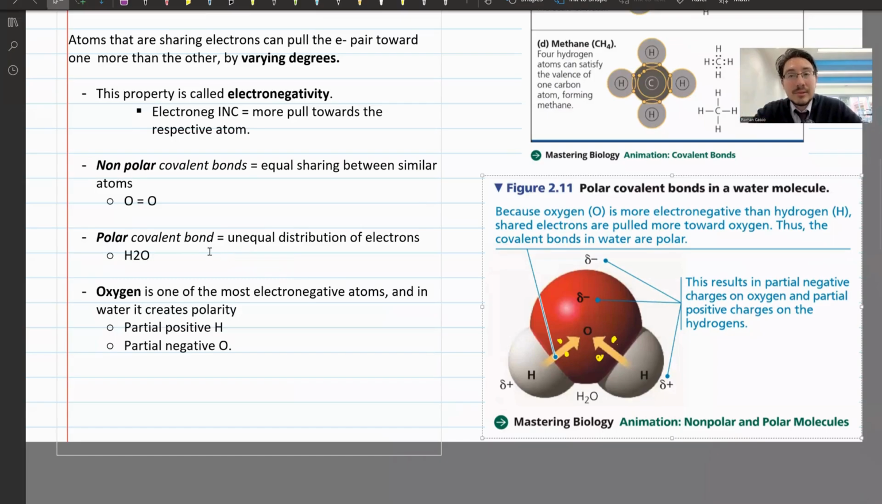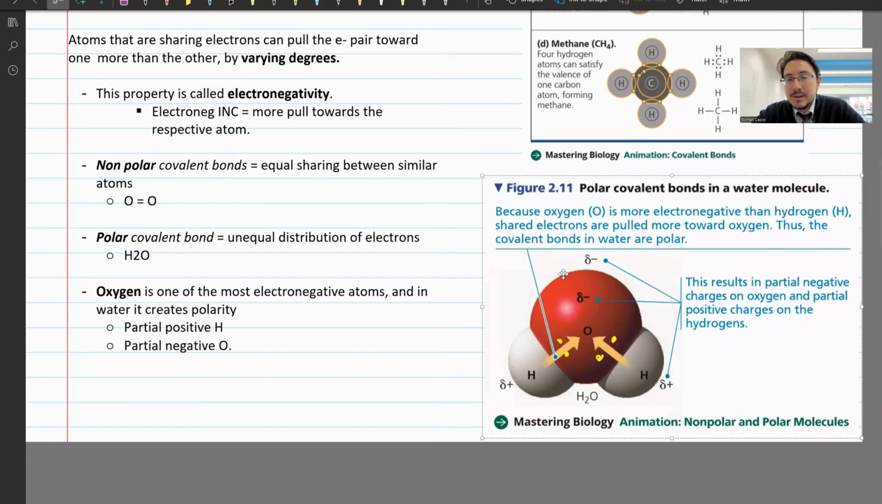When you have an equal distribution, let's say two oxygen atoms that are sharing electrons equally, since they both have that equal pull, you refer to that as being nonpolar. Okay? There's an equal sharing. But whenever you have an unequal distribution, it's referred to as polar, right? A polar covalent bond. Okay? And you would refer to these atoms as being partial positive and partial negative.